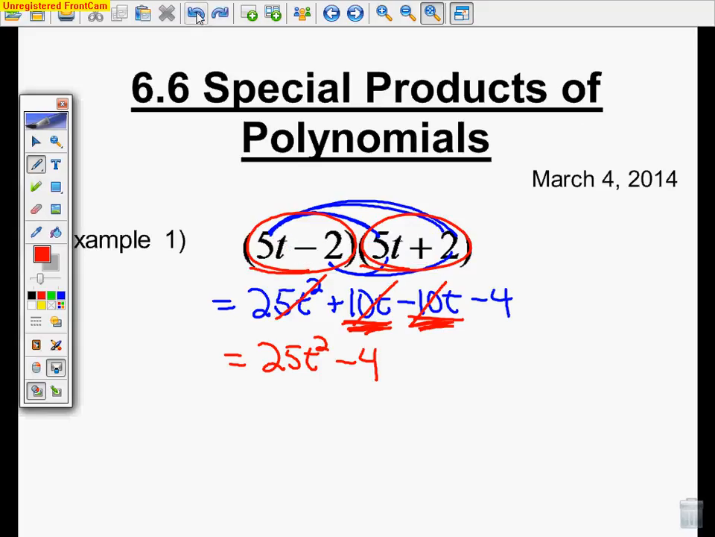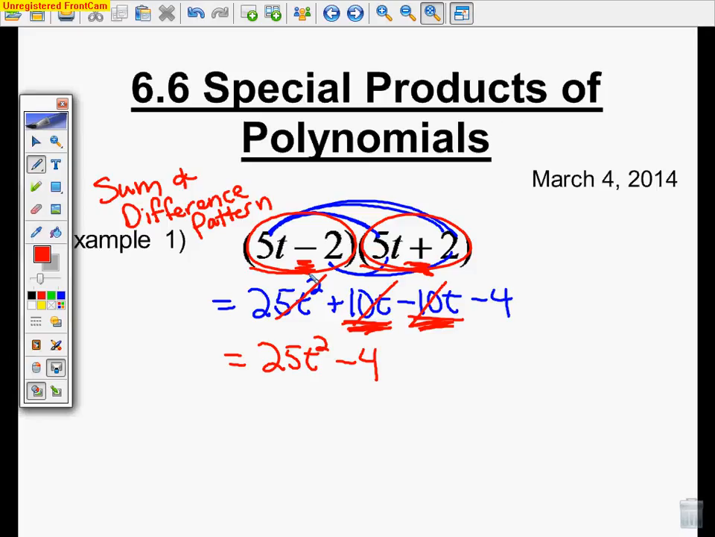If the two binomials are exactly the same, except one is a plus and one is a minus, the outside and the inside terms will always cancel. This is what we call the sum and difference pattern. You should know that phrase, sum and difference pattern. That happens when two binomials are being multiplied together. They look exactly the same, but one is a plus and one is a minus. That's the only time that it happens. Please don't do that with every problem. That's only going to happen with the sum and difference pattern.